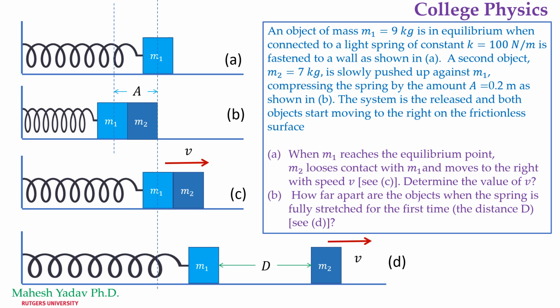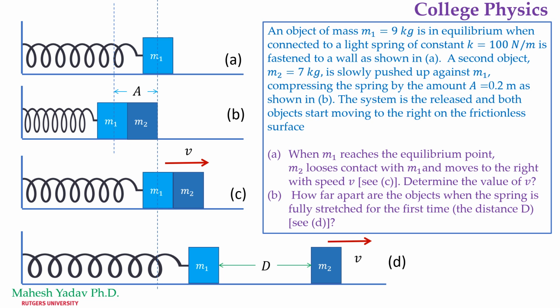Here is a college question. One block of mass M1 is attached to a spring, and we push the mass M2 by compressing the spring by distance A from the equilibrium position. We release them. When they come back to the equilibrium point, they separate.